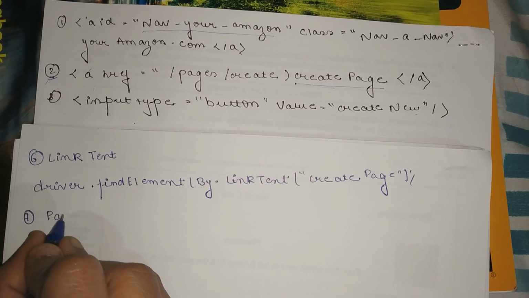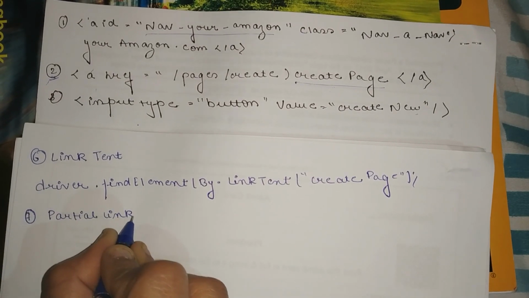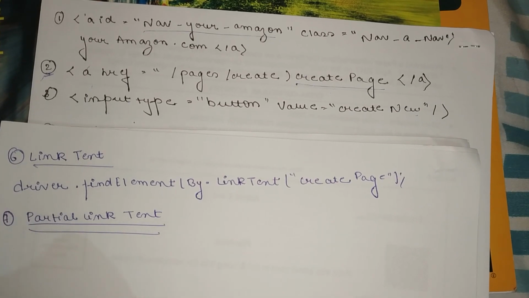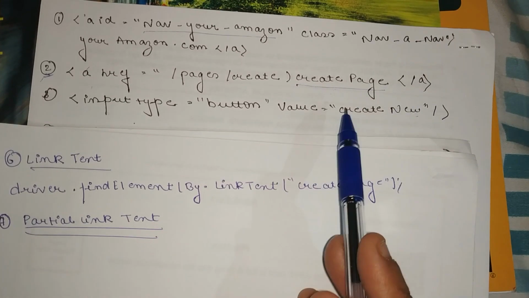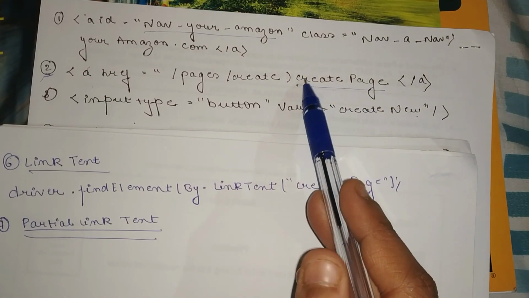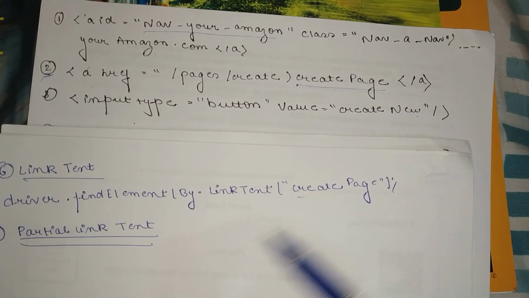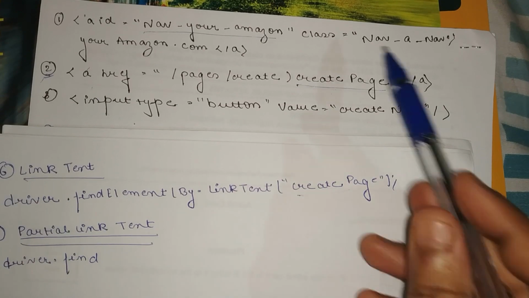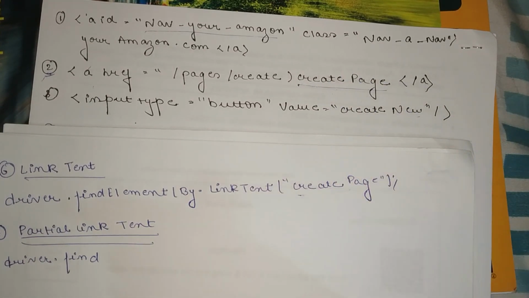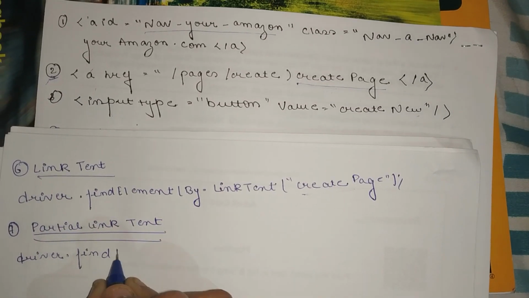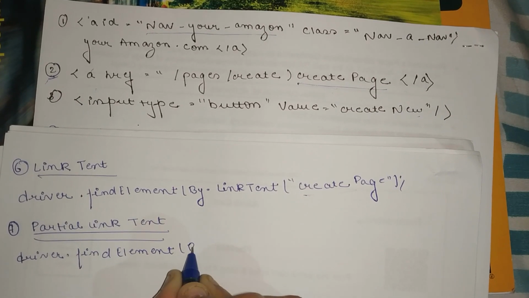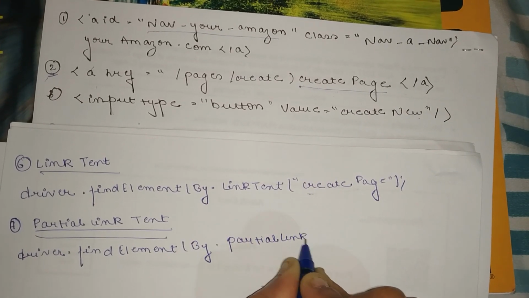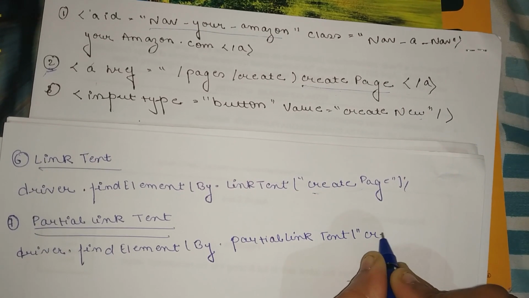The sixth and seventh are almost the same. This is partial link text. As the word says, partial means half, you can say. So how to write? Suppose we don't have the full text, suppose you write only half of create page, and it will redirect. You understood? Partial means half. Like suppose this one is static and the rest are all dynamic. In this case we are using this locator. I am writing only create.